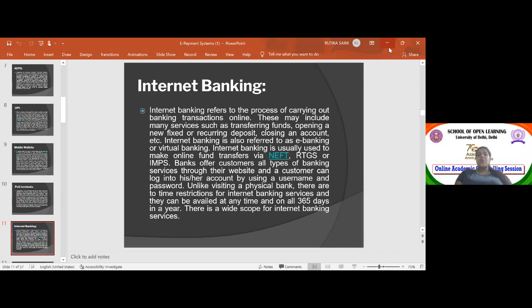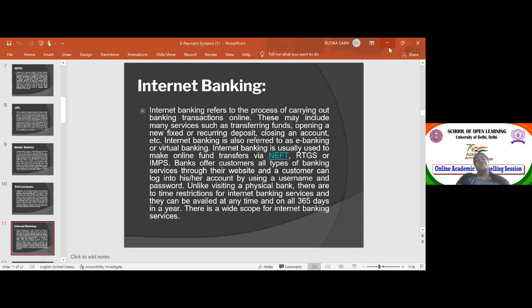Banks offer customers all types of banking services through their website, and a customer can log into his or her account by using the username and the password. Unlike visiting a physical bank, there are no time restrictions for the internet banking services. Yes, this service is also available 365 days, but some of the services of NEFT and RTGS usually have a time period, like from morning 8 a.m. to night 8 p.m. and something like that. So here you have some of the restrictions.